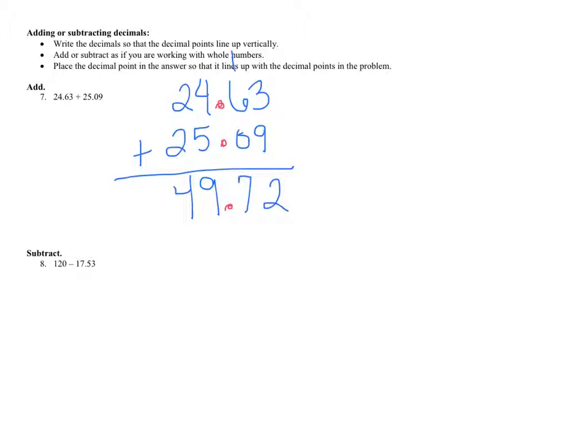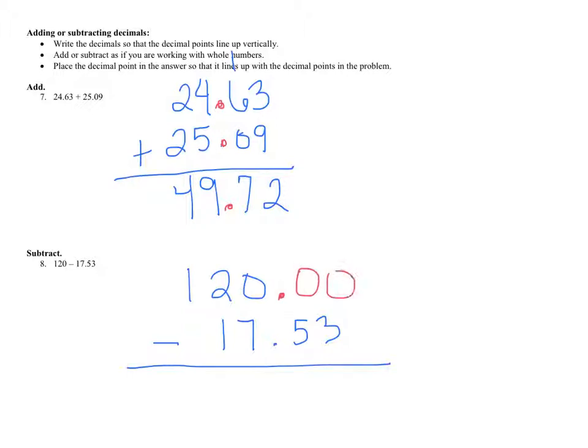Now let's look at subtracting. So now I have 120, and I wish to subtract off 17 and 53 hundredths. Now for that 120, the decimal point, even though it's not written, is at the very end of the number. So that's where I want to line up the decimal of the 17 and 53 hundredths. So now if I'm trying to subtract, it would probably be useful to fill in these place values on that 120 so that both numbers have the same amount of place values.